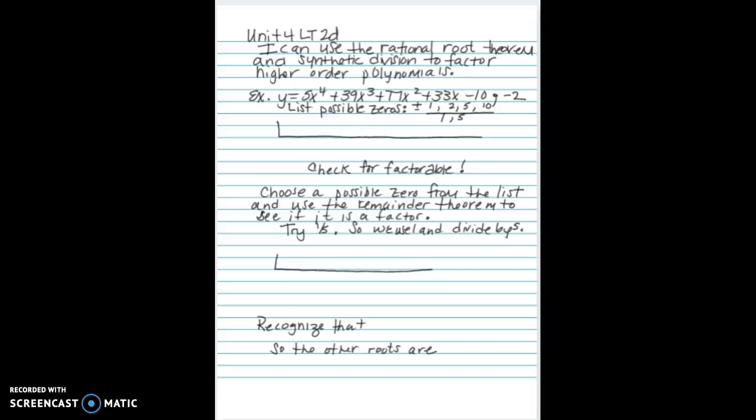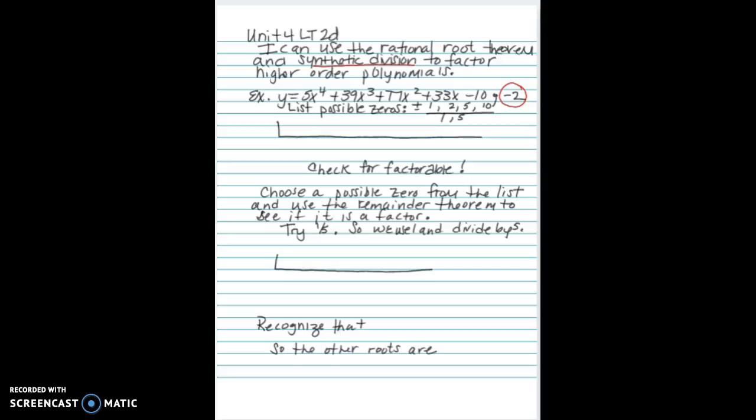Okay, Unit 4, Learning Target 2D. I can use the rational root theorem and synthetic division to factor higher order polynomials. Our example, y equals 5x to the fourth plus 39x cubed plus 77x squared plus 33x minus 10. And the root is given to us as -2. We know that that's the root because there's a semicolon after the polynomial.